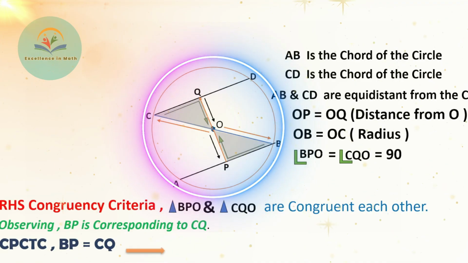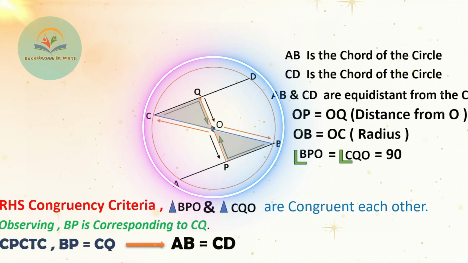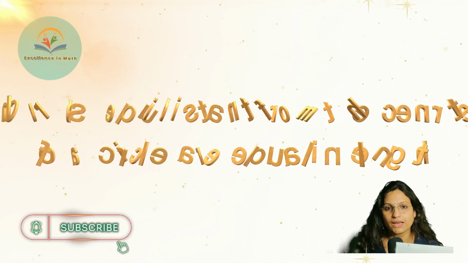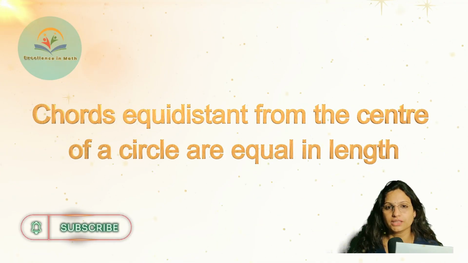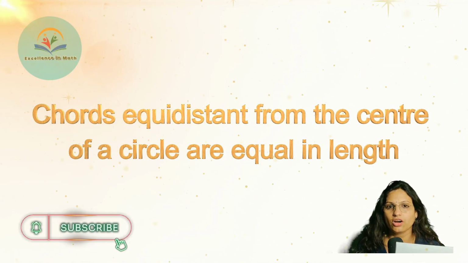Since the halves of the chords are equal, we can say that the chords are also equal in length, isn't it? So we started with two chords equidistant from the center and we came to know that they are equal in length. Hence, chords equidistant from the center of a circle are equal in length. Hope you are clear with the converse of theorem 2 of circle theorems? Perfect. Hope you got an idea about theorem 2 of circle theorems and its converse, chords that are equidistant from the center are equal in length.